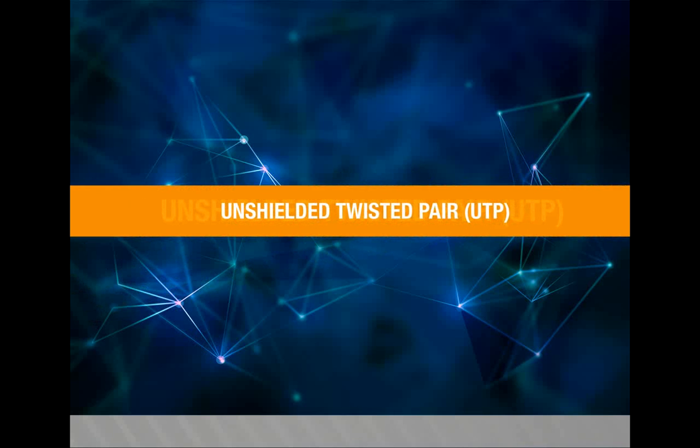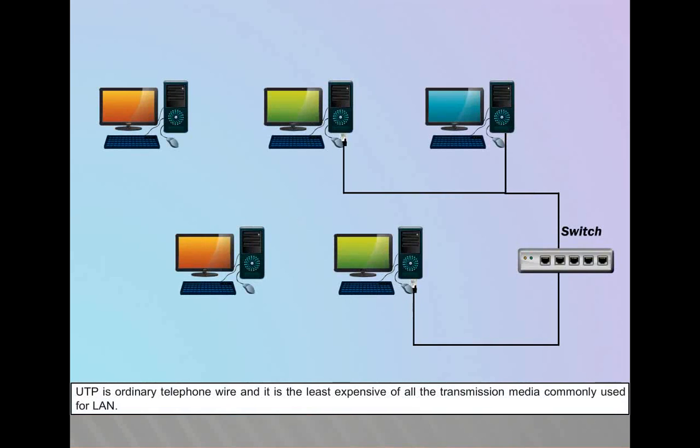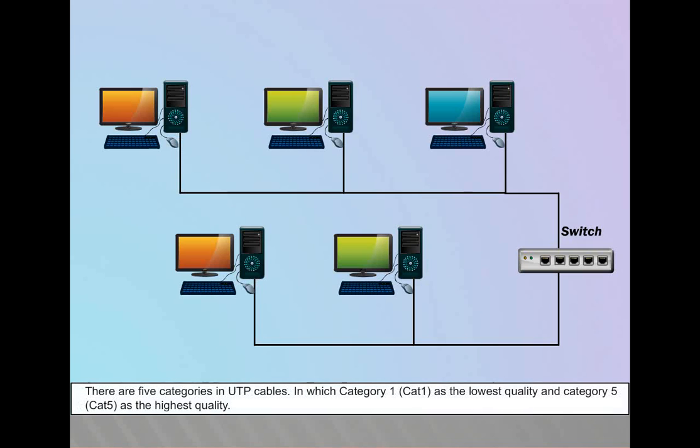Unshielded Twisted Pair (UTP). In this video, we are going to learn about Unshielded Twisted Pair (UTP). UTP is a set of twisted pairs of cable within a plastic sheet. UTP is ordinary telephone wire and it is the least expensive of all transmission media commonly used for LAN. There are 5 categories in UTP cables, in which category 1, that is Cat 1, is the lowest quality, and category 5, that is Cat 5, is the highest quality.